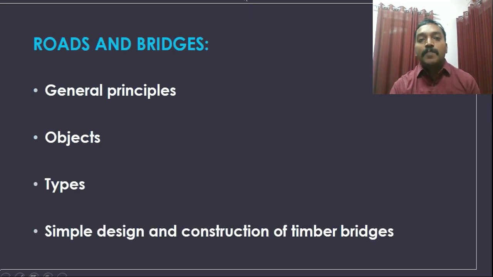As I mentioned, important infrastructure is part of forest management, that is the roads and bridges. What are the general principles used in making these roads and bridges will be dealt with here, and the objectives of these roads and bridges, and the types of roads and bridges, forest roads and bridges, culverts, and how they are designed to fulfil the objectives of the forest area are also dealt with here. The simple design and construction of timber bridges is also dealt with here.